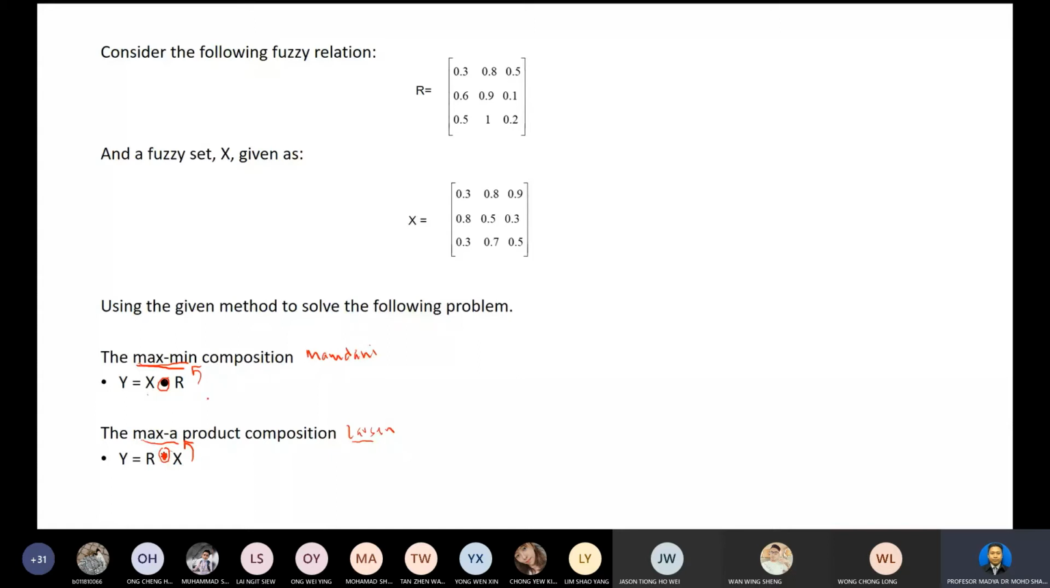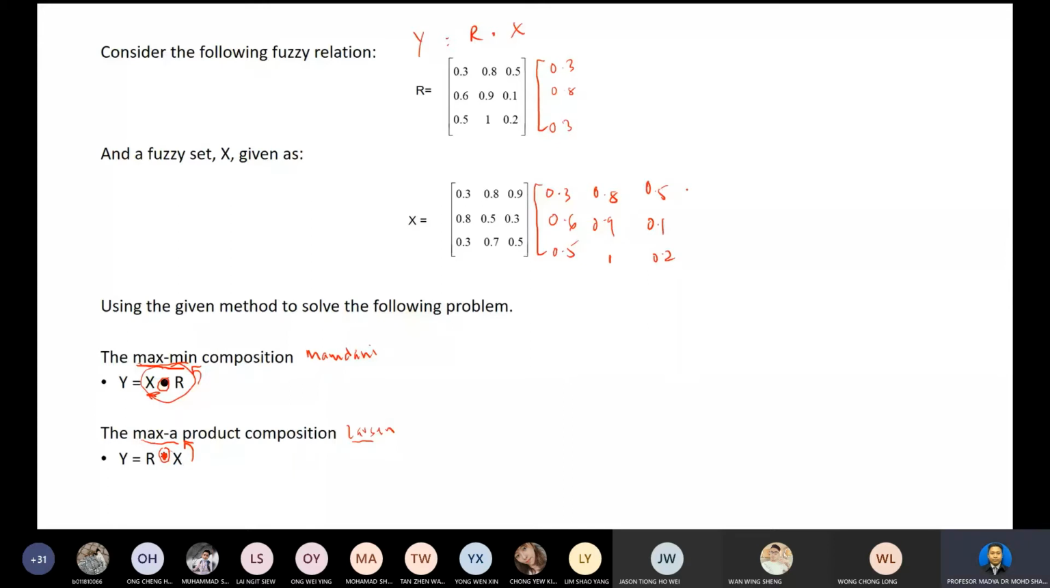This is another mistake. Students put it like this: first R, and then 0.3, 0.8, 0.3, and so on. That means this distribution will be R dot X. It's not similar to this. That's why first make sure you set the relation: X first, then R. That means you have to put R here. 0.3, 0.6, 0.5, 0.8, 0.9, 1, 0.5, 0.1, 0.2.